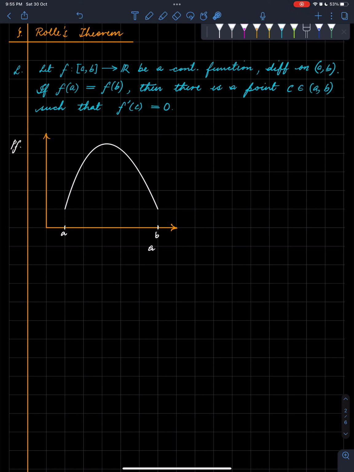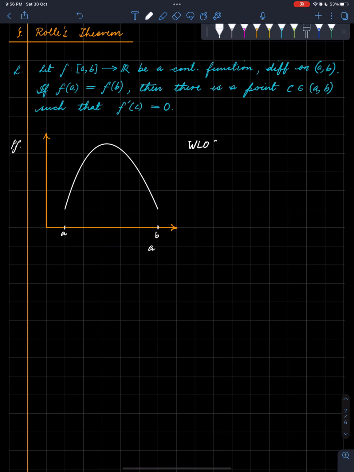Let us see pictorially what this means. So we have a function f, this is the graph of f, and it takes the same value at a and b, and this is how we have depicted it. So it says that the tangent at some point in this open interval a comma b will be horizontal. That is what it says geometrically. This is how we express it analytically. All right, so let us prove this.